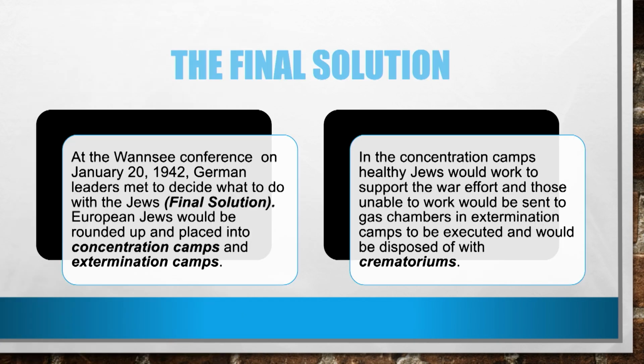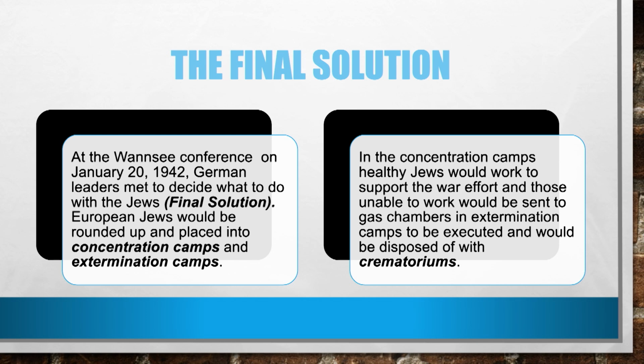Now, when we talk about World War II, we hear about something called the final solution. In other words, the question that Hitler and the people around him had is, what do we do with all these Jews now? At the Wannsee Conference in January 20, 1942, German leaders met to decide what to do with the Jews. And they came up with this idea of the final solution.